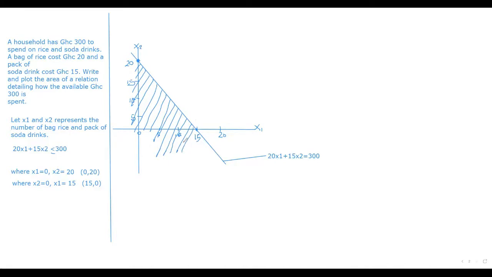Unfortunately for us, this one is having only one expression. If there were two, you would just shade the other one too. If it is downward or upward, you shade it, and where they meet becomes your feasible region.